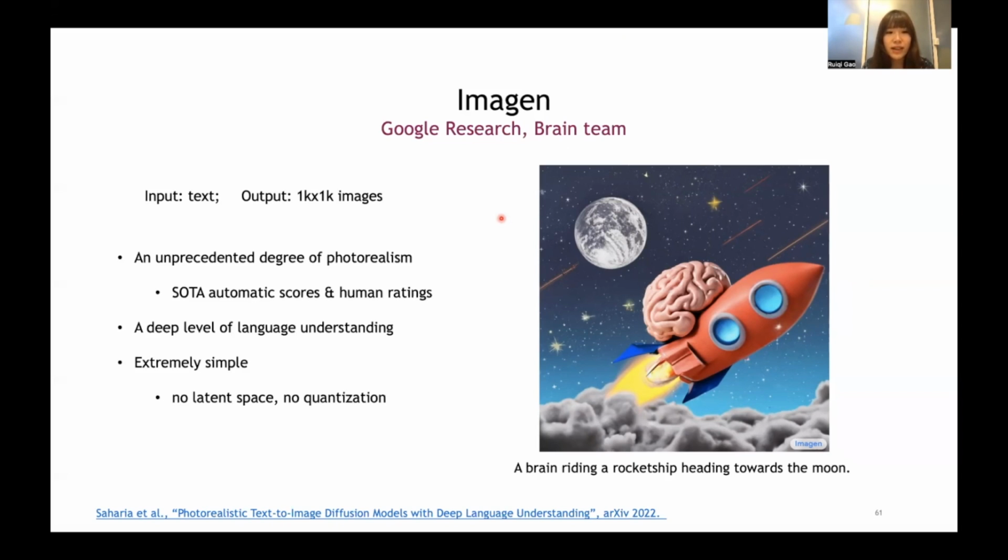First, it provides an unprecedented degree of photorealism in terms of state-of-the-art automatic scores, such as FID scores, as well as state-of-the-art human ratings. And it provides a deep level of language understanding, as can be told by the generated samples. And it is extremely simple, so there is no latent space and no quantization. As we will see later, it's just like a pure cascaded diffusion model.